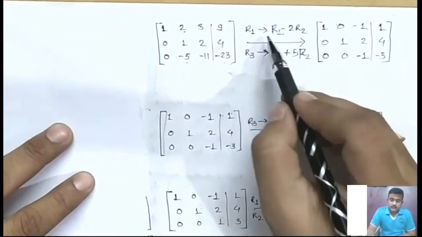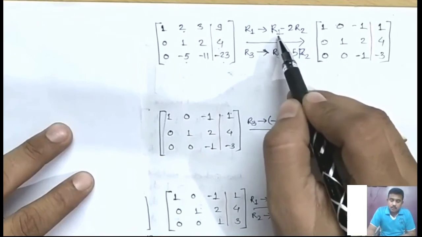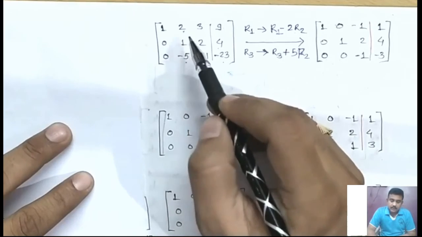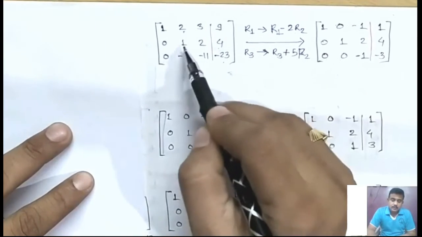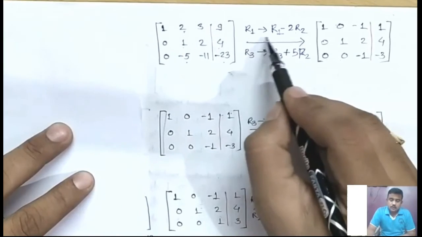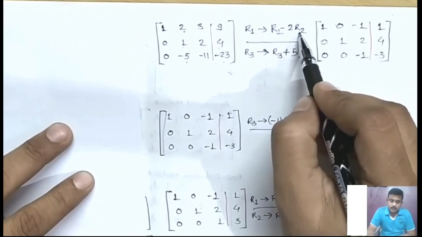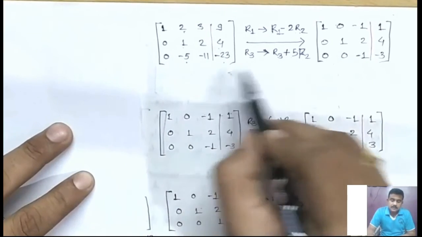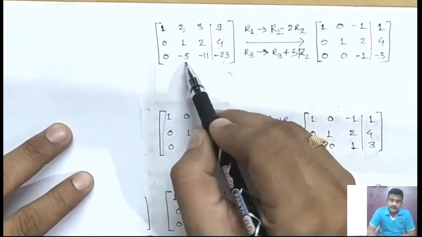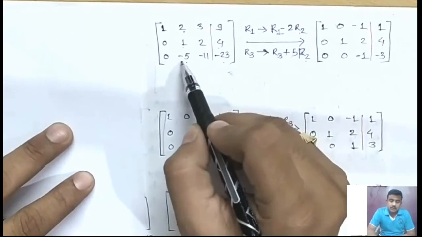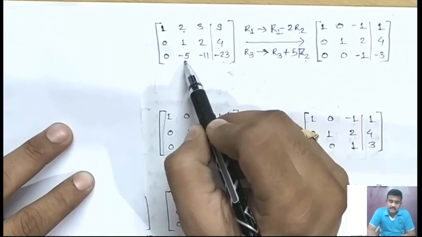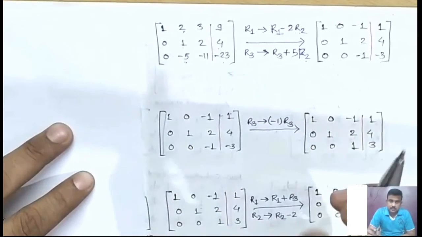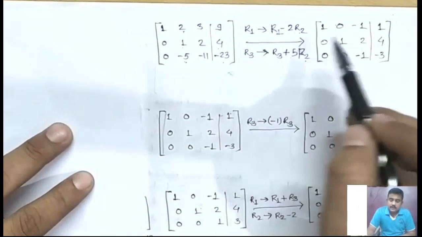So row 1 will change as row 1 minus 2 into row 2, because the number at this position is 2 and 2 minus 2 into 1 will be 0. That's why row 1 changes to row 1 minus 2 into row 2, and for row 3 the operation will be row 3 plus 5 into row 2. We are adding here just because the value at this position is minus 5. So 5 into 1 plus minus 5 will be 0. That's fine.